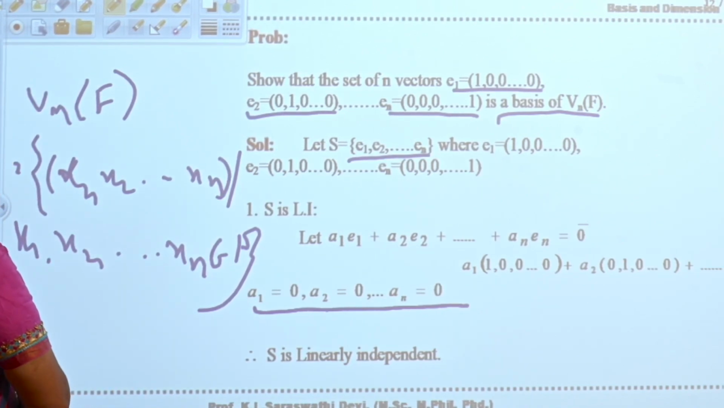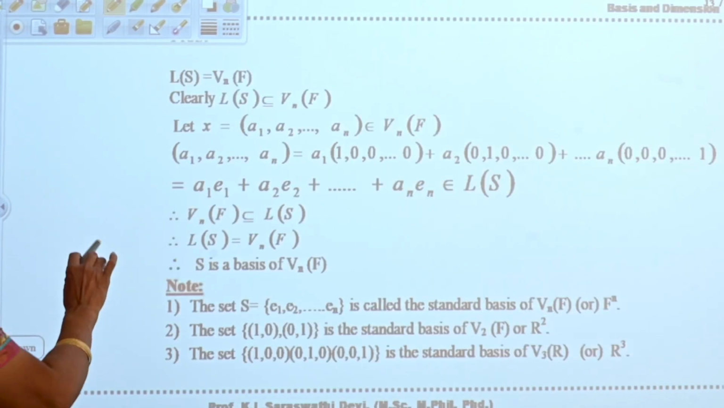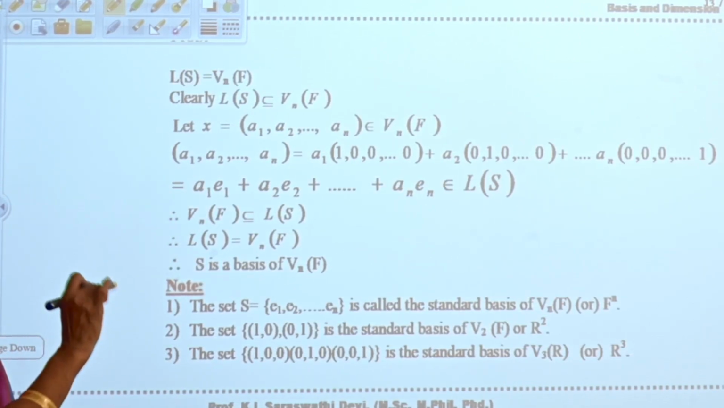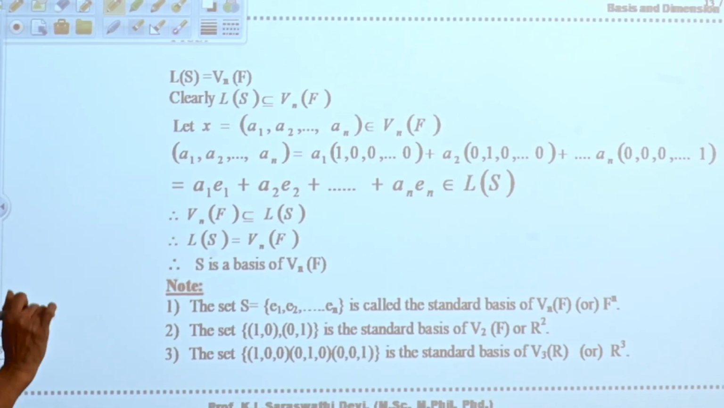Still, what you have to prove is L of S is equal to V. Only when L of S is equal to Vn(F) can you say S is the basis.